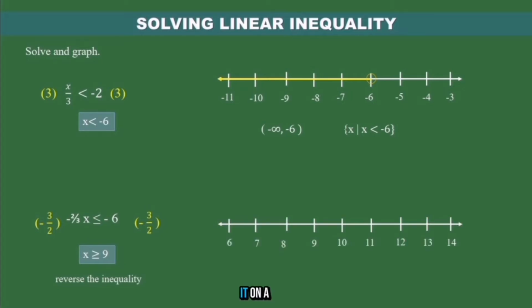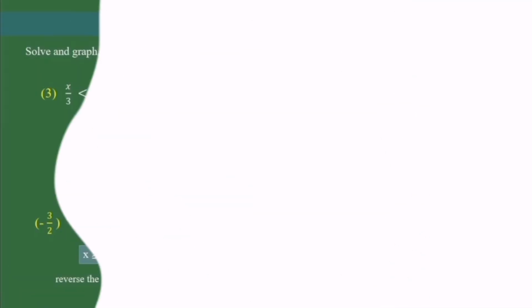If we graph it on a number line, we put a closed circle at 9 because it's greater than or equal to, and shade to the right to show all numbers greater than or equal to 9. In interval notation, we start from positive 9, use a bracket because 9 is part of the solution, up to positive infinity. So our set notation is all x such that x is greater than or equal to 9.